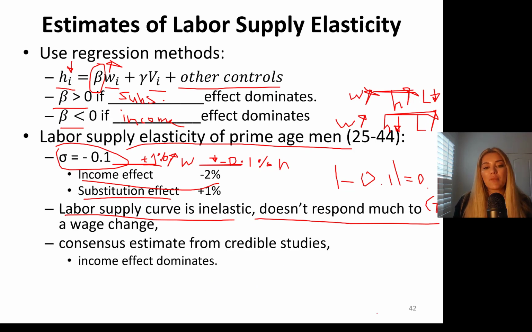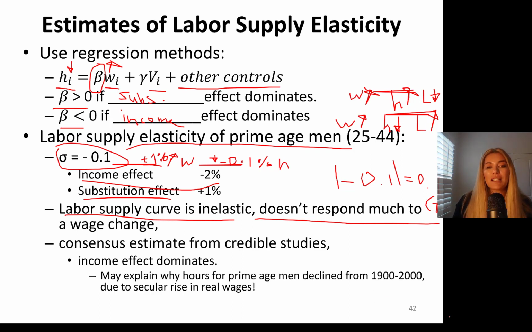The consensus estimate from credible studies shows that the income effect dominates. This may explain why the hours of prime age men declined from 1900 to 2000. There has been a secular rise in real wages, but workers are not responding strongly to these changes. They are slowly dropping their labor supply.